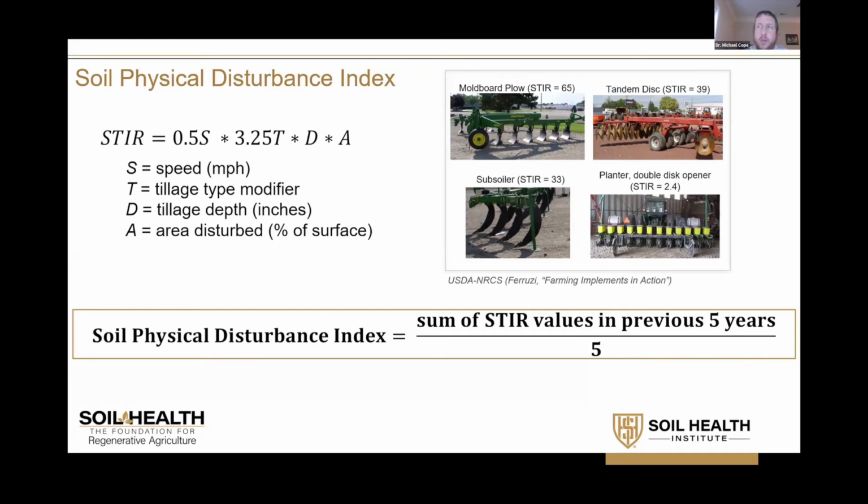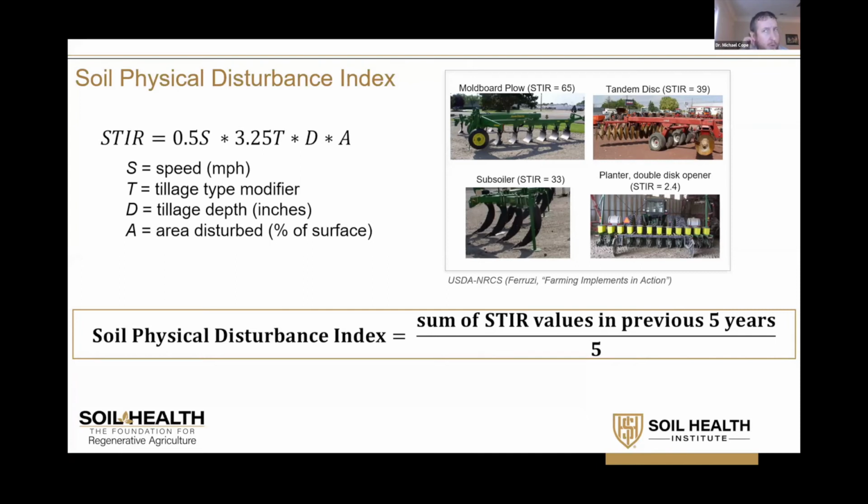And we also recognize STIR values associated with planting because depending on the specific attachments and parameters in this formula, any of these values can vary. And so we can have planting implements that are actually quite a bit more disruptive than others.